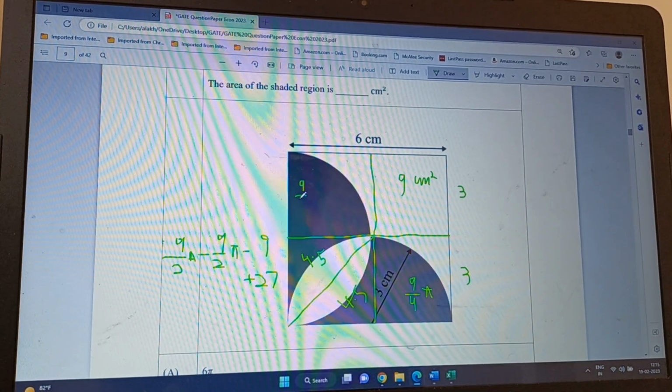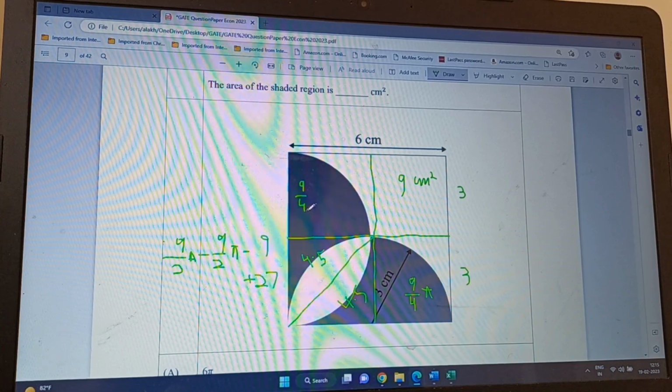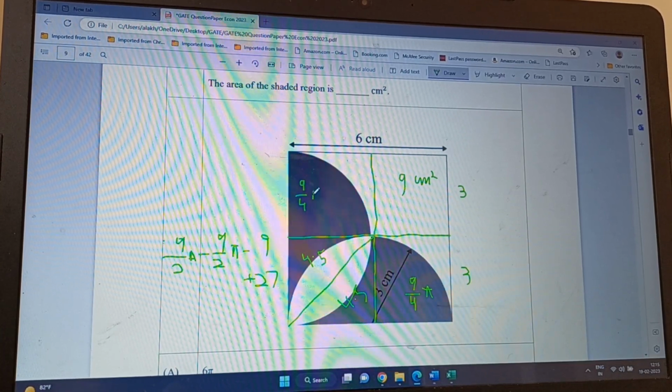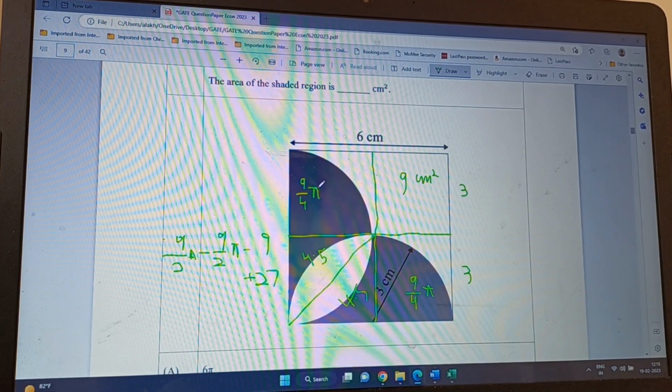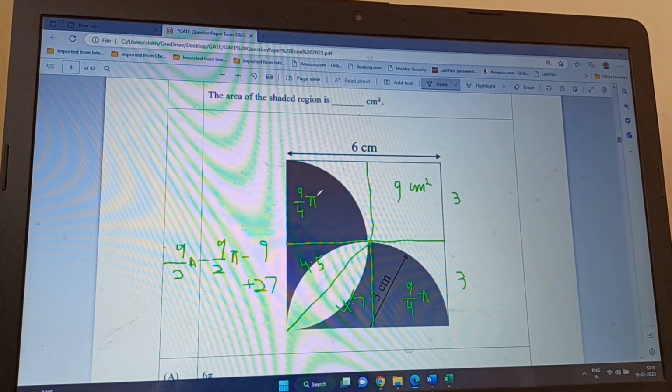Well, Greeks call it pi and we Indians call it pi differently, because I had a Greek student in my class when I was doing my PhD in economics. So 9 by 4 pi. Okay.